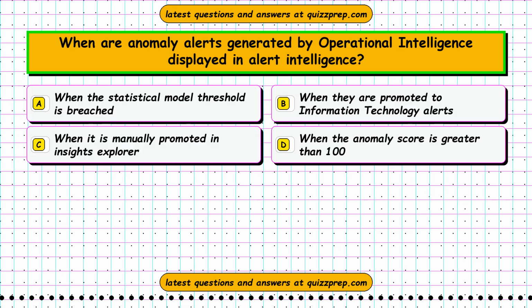Question 47. When are anomaly alerts generated by operational intelligence displayed in alert intelligence? Option A. When the statistical model threshold is breached. Option B. When they are promoted to information technology alerts. Option C. When it is manually promoted in Insights Explorer. Option D. When the anomaly score is greater than 100.